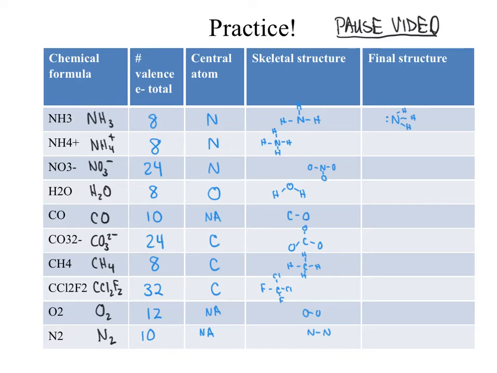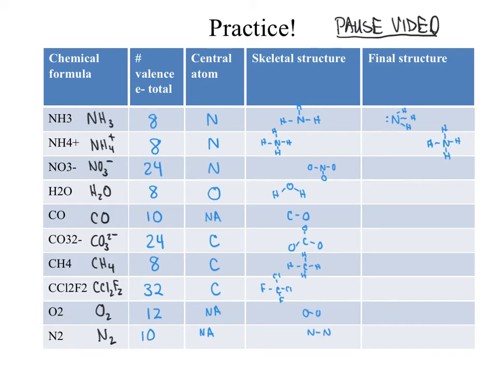So if I look at ammonium, I've used 2, 4, 6, 8 electrons. So I've used all my electrons. I can't put any more electrons in. And you'll notice that the nitrogen already has 2, 4, 6, 8 around it. And each hydrogen has 2. So that is my final structure for ammonium. So I'm all done. I don't have to do any futzing around.